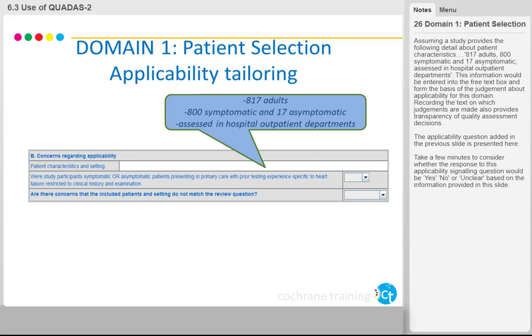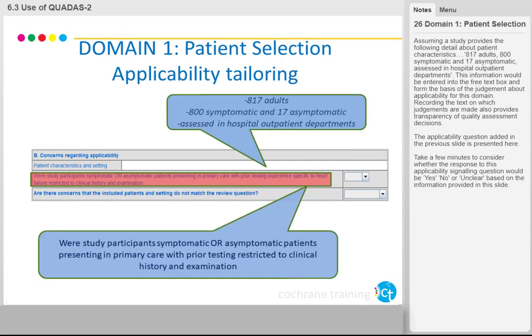The applicability question added in the previous slide is presented here. Take a few minutes to consider whether the response to this applicability signalling question would be yes, no, or unclear concern based on the information provided in this slide.